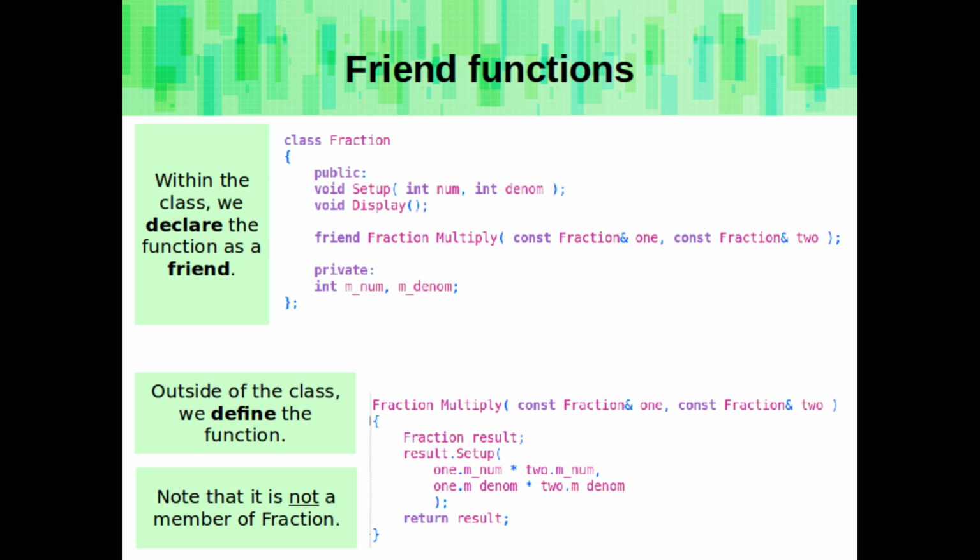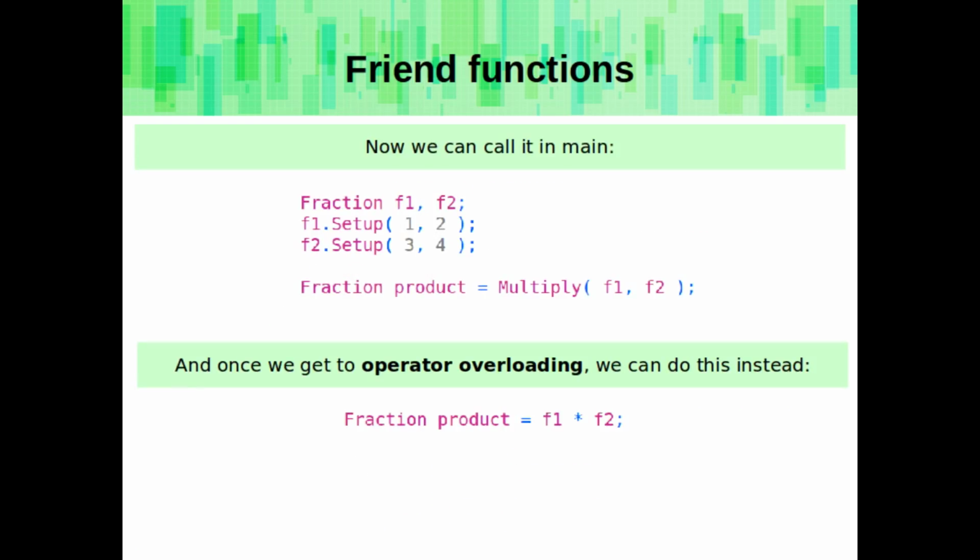So within the fraction class itself, we declare our multiply function. It's just a standard function declaration, except it's going to go inside of the class and be marked as a friend. Then outside of the class, we define the function. Note that it is not a member of the fraction class, it is just a normal function outside of any classes. Now we can use the multiply function in main. But once we get into operator overloading, we can do this instead. So using friends is the first step towards being able to overload our math operations in order to make our code a little bit cleaner.